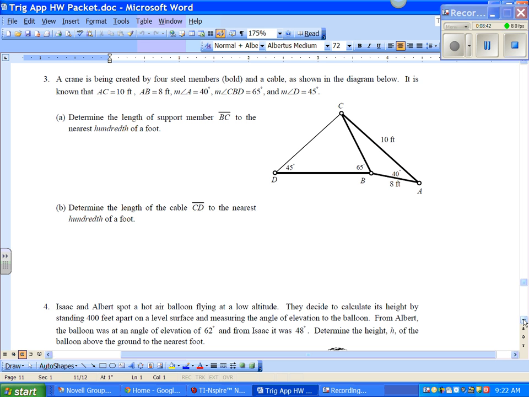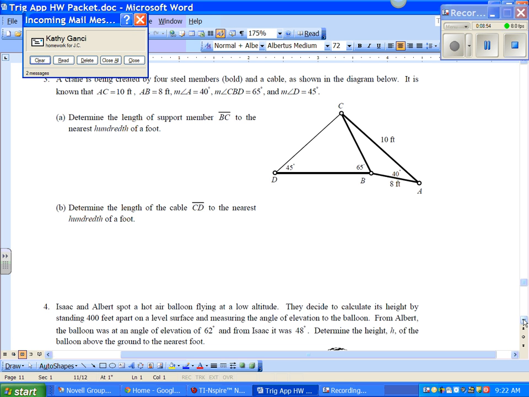Okay, so a crane is being created by 4 steel members, bold. Okay, those are your steel members, the bold segments, as shown in the diagram below. It is known that AC is 10 feet, AB is 8 feet. Measure of angle A is 40 degrees. Measure of angle CBD is 65 degrees, and the measure of angle D is 45.